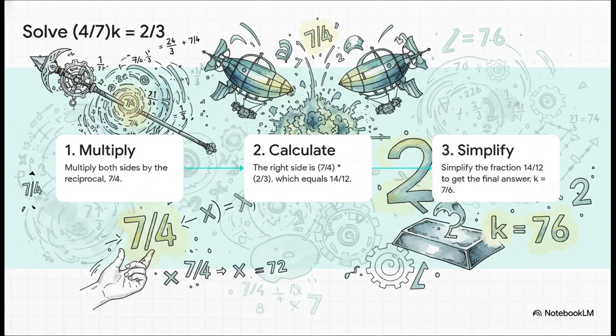Okay, final boss for our training montage, a fraction on both sides. 4/7 k equals 2/3. Don't panic, the weapon still works. Find the reciprocal of 4/7, that's 7/4. Now multiply both sides by it. On the right, we've got a little fraction multiplication. 7/4 times 2/3. Just multiply the tops, that's 14, and the bottoms, that's 12. So we get 14/12, which we can simplify to 7/6. See? Even with fractions everywhere, the method is solid.